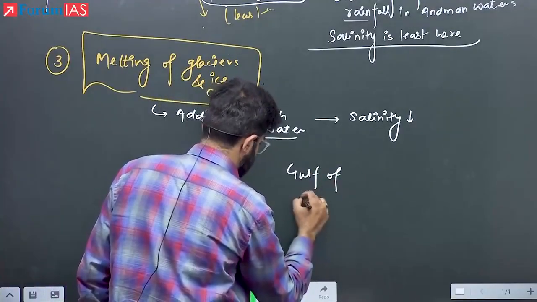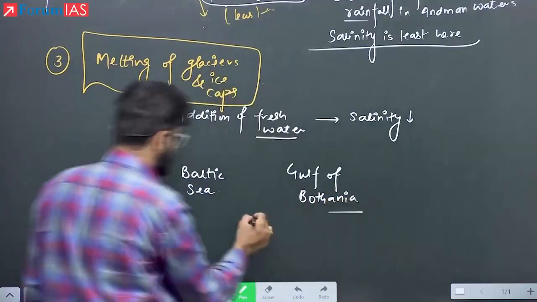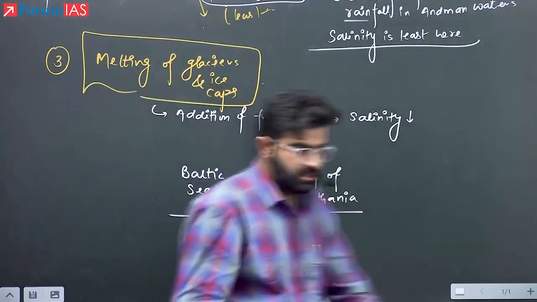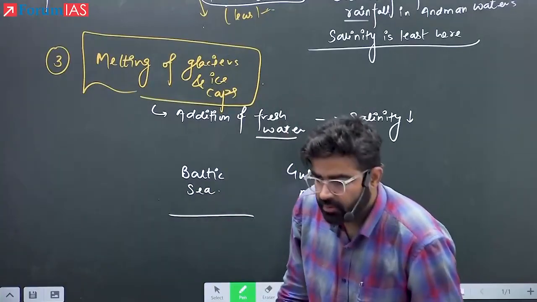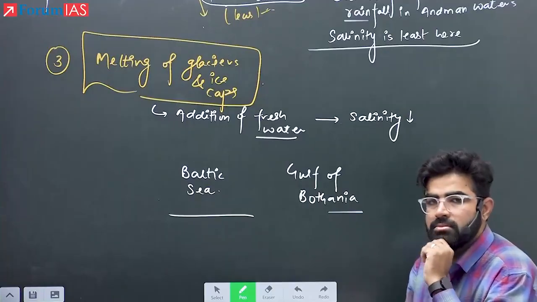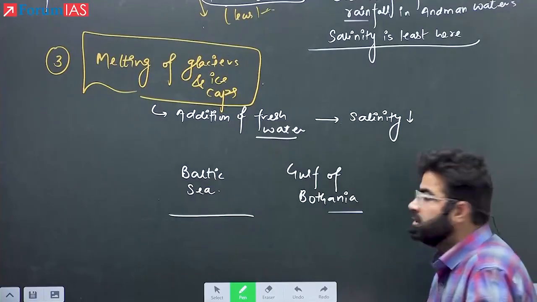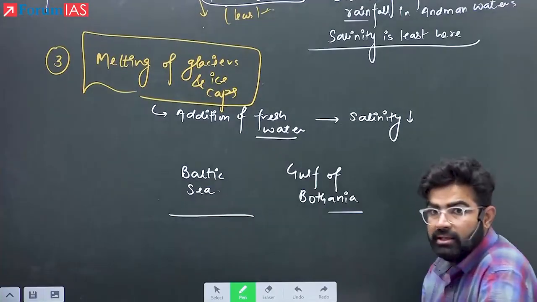Page number 76 and locate these two water bodies. One is Gulf of Bothnia, second is Baltic Sea. Which water body is more closer to the ice caps and glaciers? Gulf of Bothnia. Now tell me where the salinity would be least.